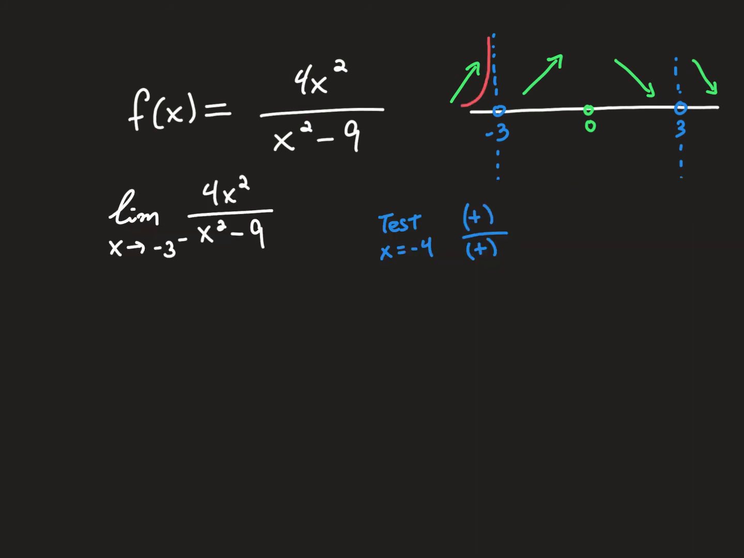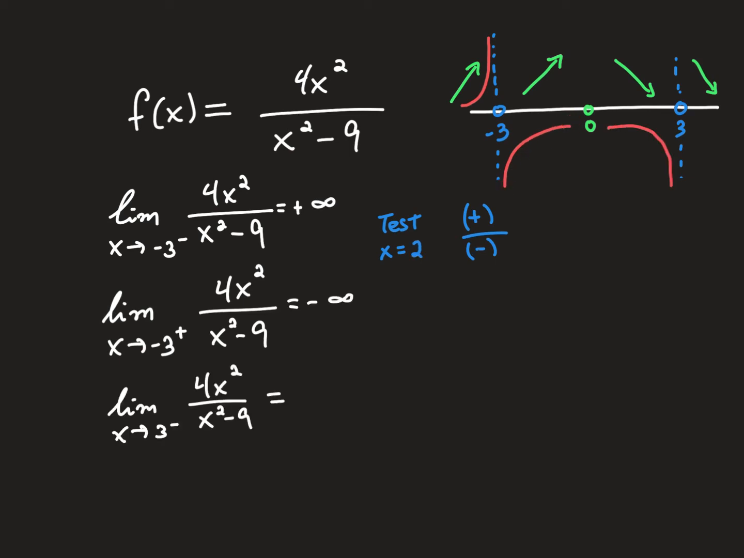Okay, now let's take some limits. So if I'm approaching minus 3 from the left, so that's here, then I'll use a test point. I'll use x is minus 4. If I plug in minus 4 quantity squared, I get a positive number. Minus 4 quantity squared is 16. Minus 9 is positive, so I get a positive. So that means we're going up to positive infinity. So I'll put that there. Now, if I'm approaching minus 3 from the right, I'll use a test point of minus 2. That's still going to be positive on the top, but on the bottom, I'm going to have 4 minus 9, and that's going to be negative. So we're going down to negative infinity. So I'll put that there.